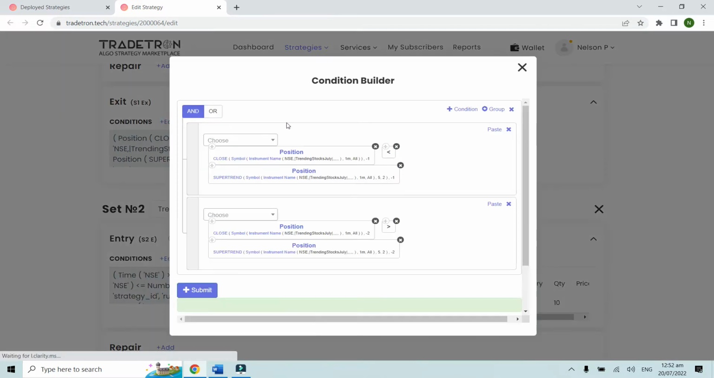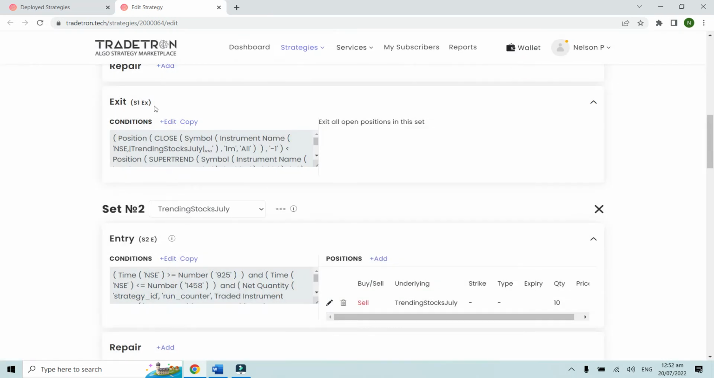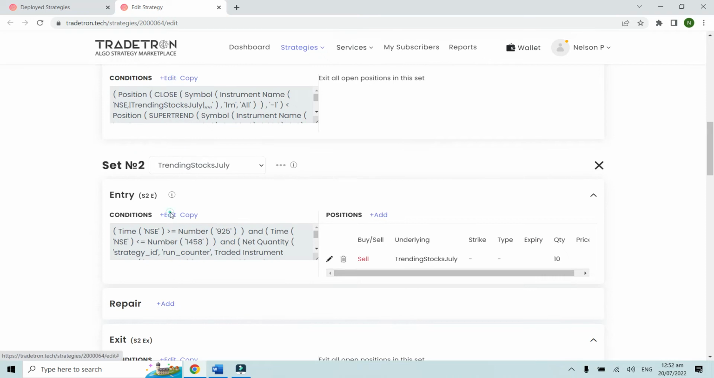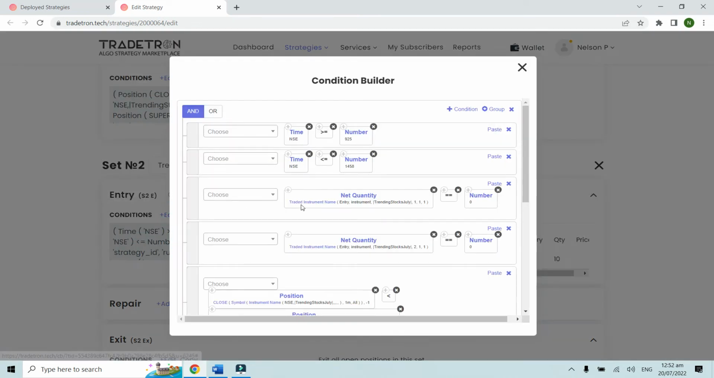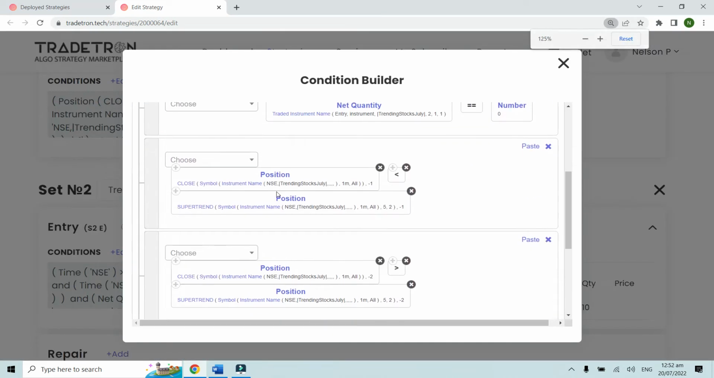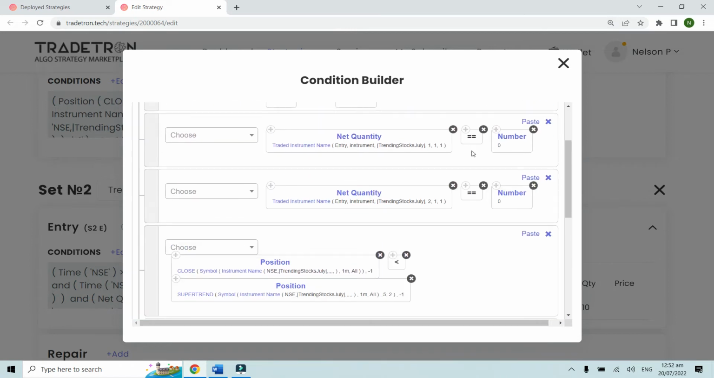The exit of the first set is the downside crossover. Whenever there is a downside crossover of the super trend, we are exiting. The exit of the first set is the entry of the second set. So over here we are taking entry on the short side when there is a downside crossover, after checking that the net quantity of set number 1 and set number 2 is 0.